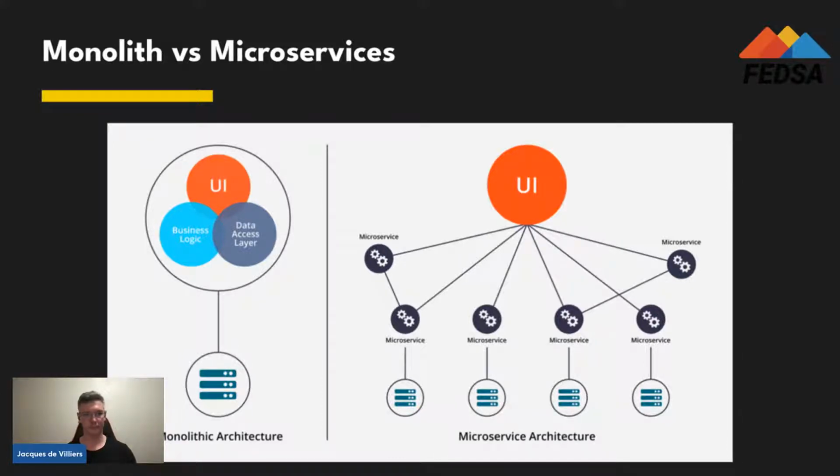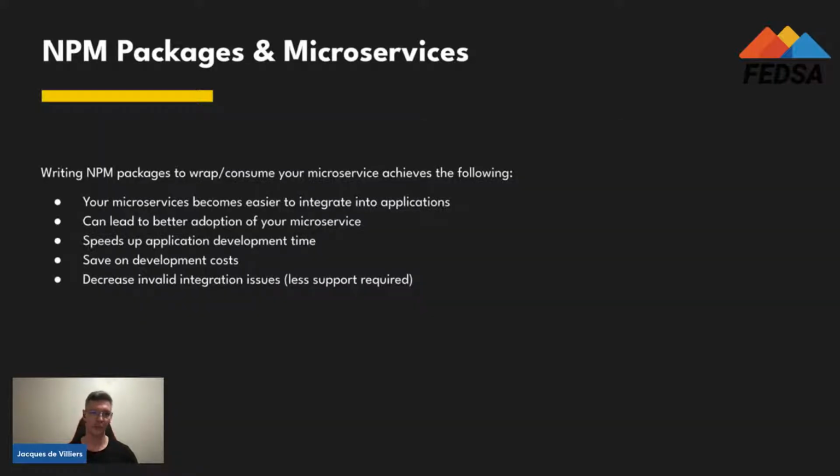Okay, so monolith, microservices, the different architectures. We've already discussed it a little bit, but NPM packages and microservices actually work really well together, because now you can write an NPM package to wrap or consume your microservice, and this will achieve a whole bunch of benefits. Your microservices become easier to integrate into your applications. So now, if you want to take your microservice, which is now reusable, you can use it on a whole bunch of different projects, and your NPM package makes it nice and consumable. So you can just NPM install your cool microservice, which will make it super easy to integrate with some API that you're running. So it will lead to better adoption of your microservice as well.